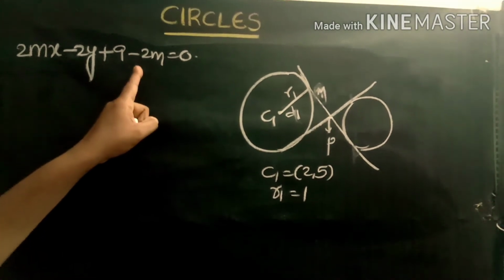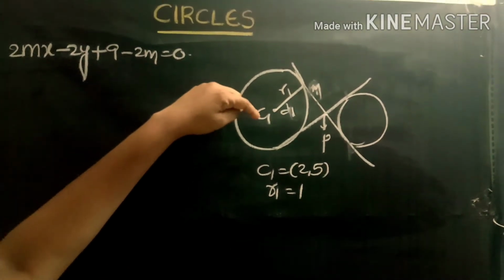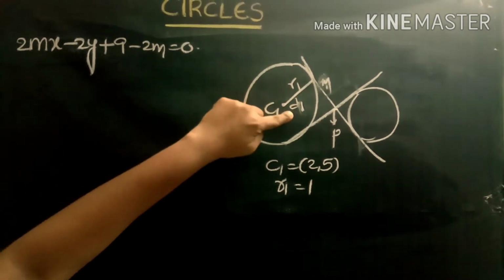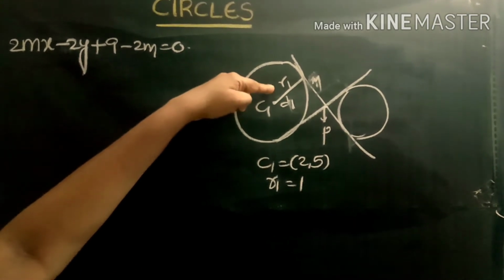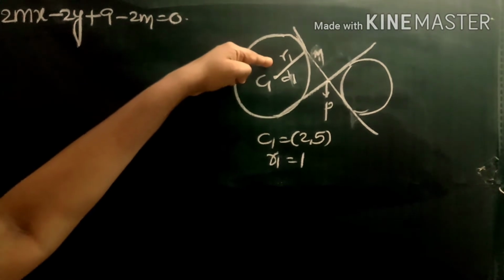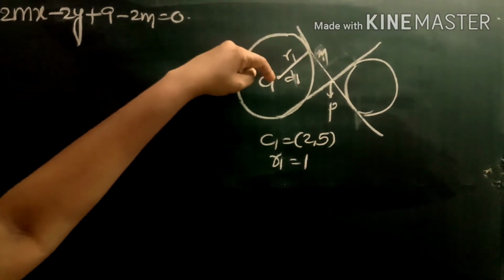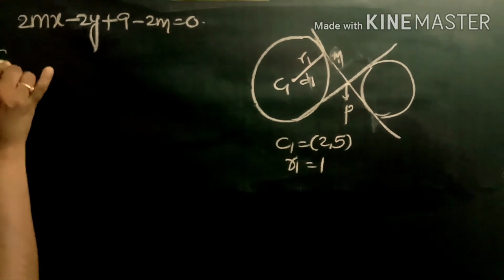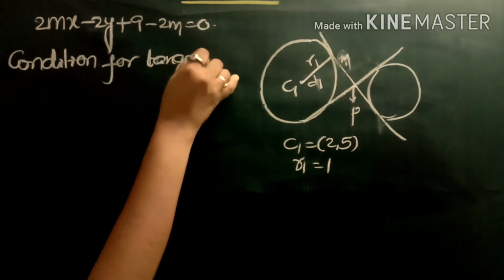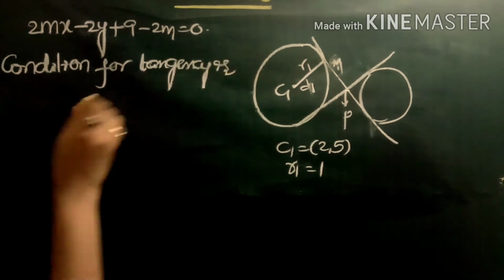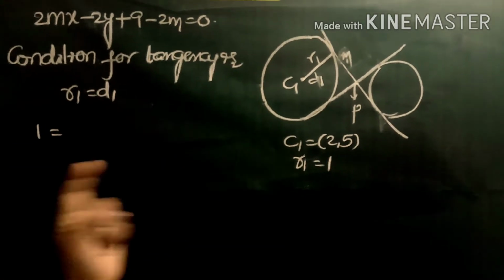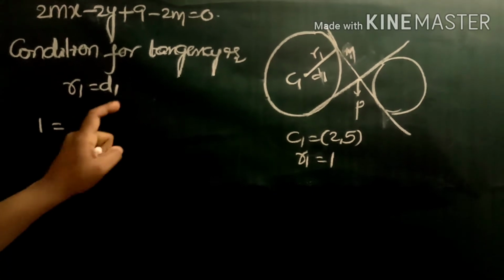To find the value of m, we are applying the condition for tangency here. Condition for tangency means r1 is equal to d1, where r1 is the radius of the first circle and d1 is the perpendicular distance from the first center to the line. So here the condition for tangency is r1 is equal to d1. r1 means the radius of the first circle, that is 1, is equal to d1.